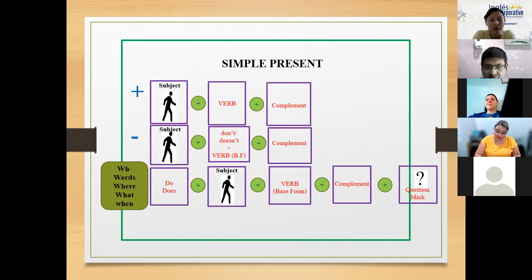For example, if I use what, it's because I want to know about a thing, right? If I use where, it's because I want to know a place, right? If I use who, it's because I want to know about people, right? If I use when, it's because I want to know about time, right?